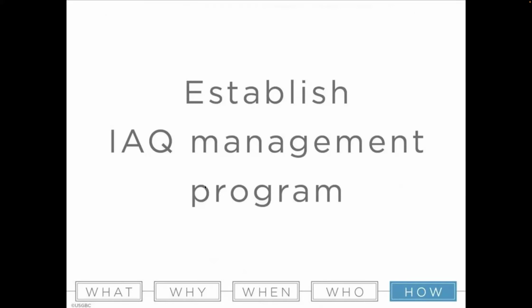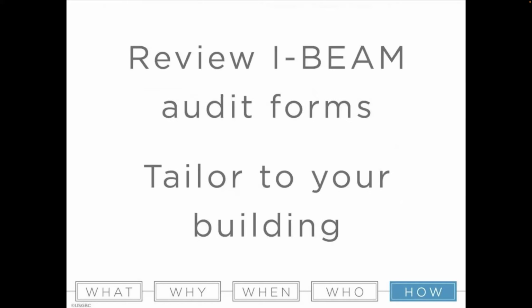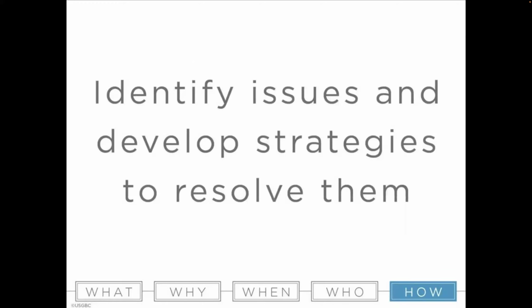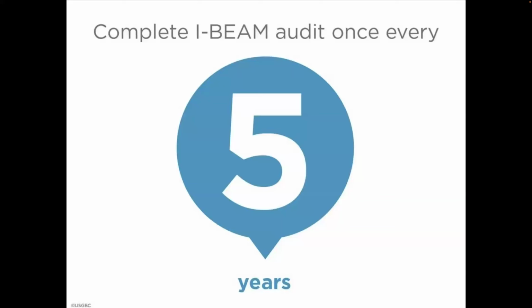And then you establish an IAQ management program. So you review the forms and you do your audit. You conduct the audit of occupied spaces, mechanical systems, and building exterior. And then identify issues and then resolve them. Essentially, that's the whole point of audits, is to find out what's going on, using what you're looking for: air quality, thermal comfort, mechanical systems working, and so forth. And then if you identify any things that are lacking or below par, you resolve them. All right, and you have to do this every 5 years.